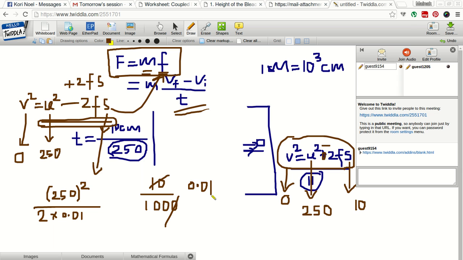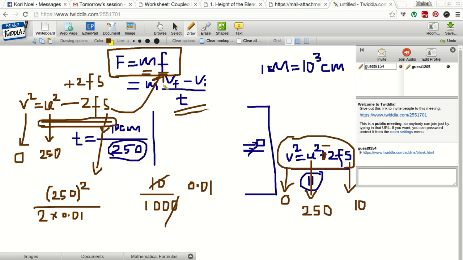Alright. So what you have is 0.01 multiplied by 2 to give you 0.02 in the denominator, and in the numerator you have 250 squared divided by 0.02. Yes, that is the value of acceleration. And that acceleration will be multiplied by the mass.